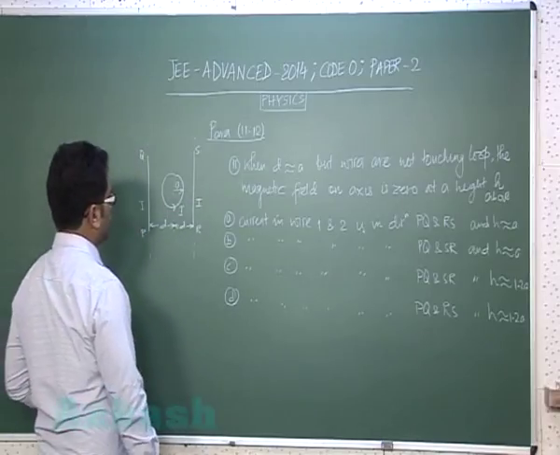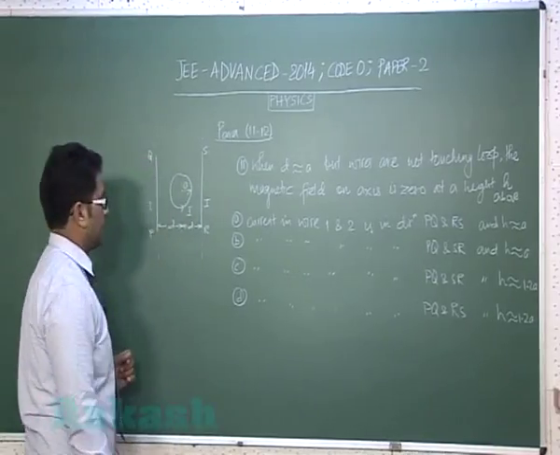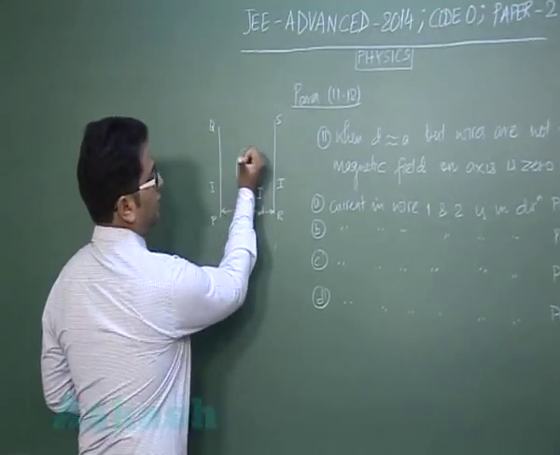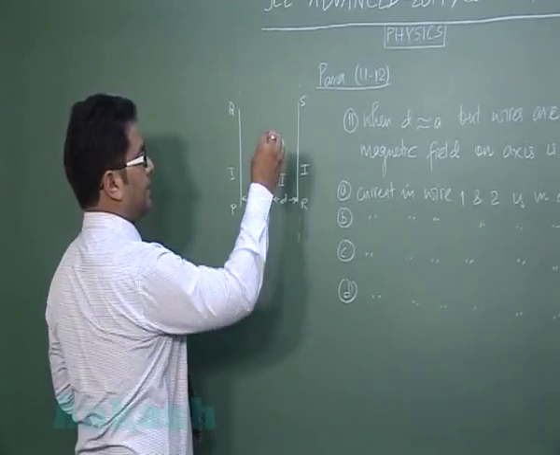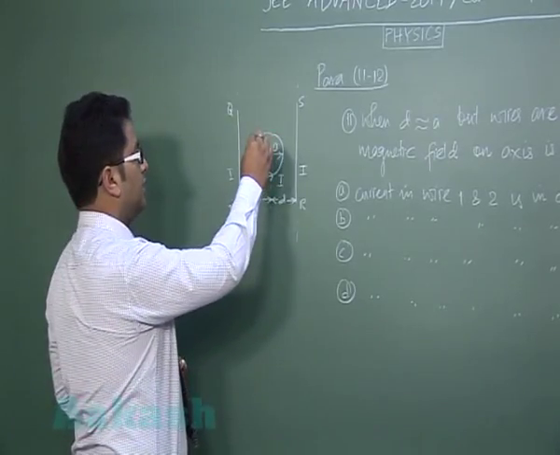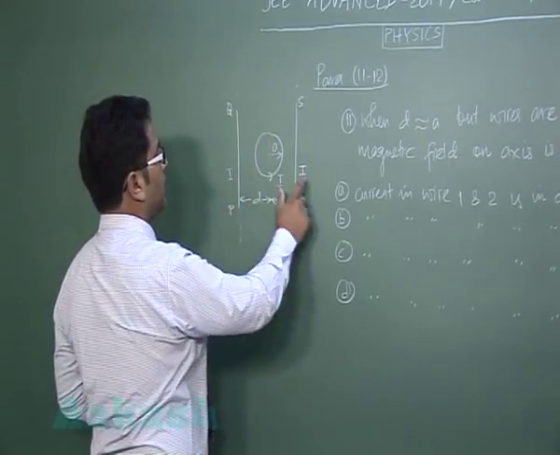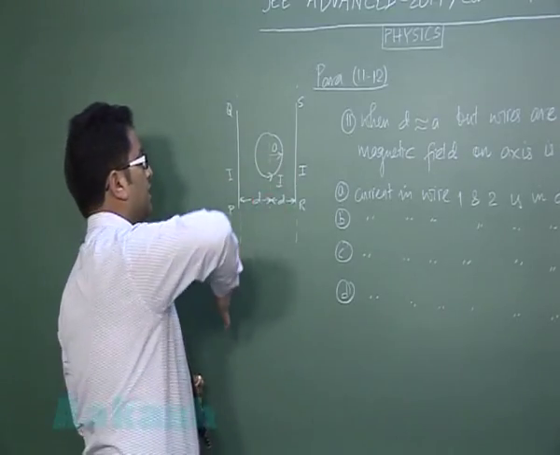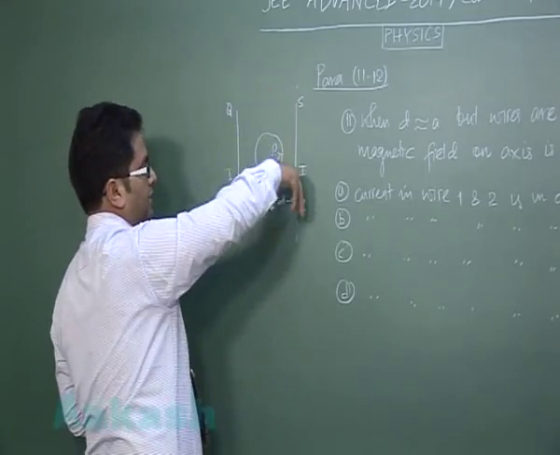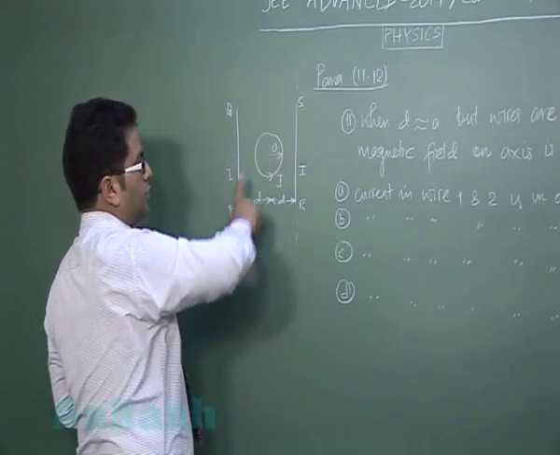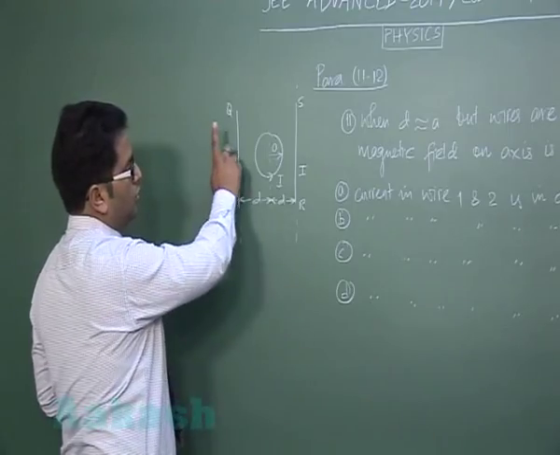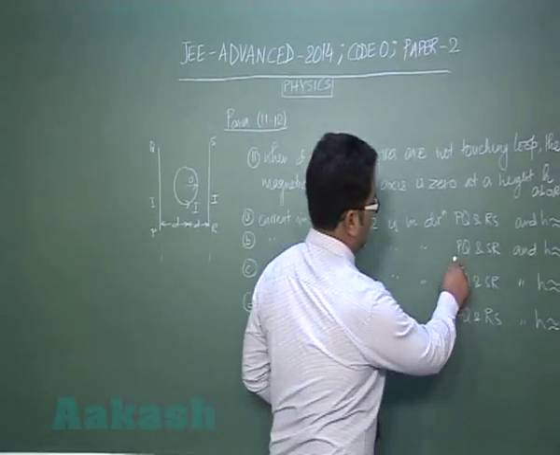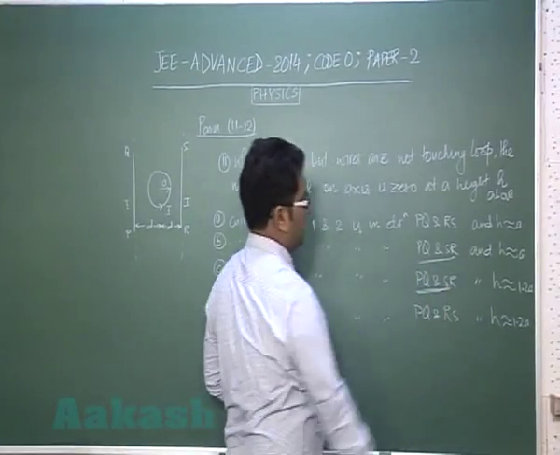Quite obviously, if you want to see the direction, you can handle it logically. The current is this, so the field would be outward. And at the axis, if you want to nullify the field, the field due to PQ and RS has to be in the inward direction, and that can be done by PQSR, you could say. So in this it will be from P to Q, and in this it will be from S to R. So either option number B or C is valid.